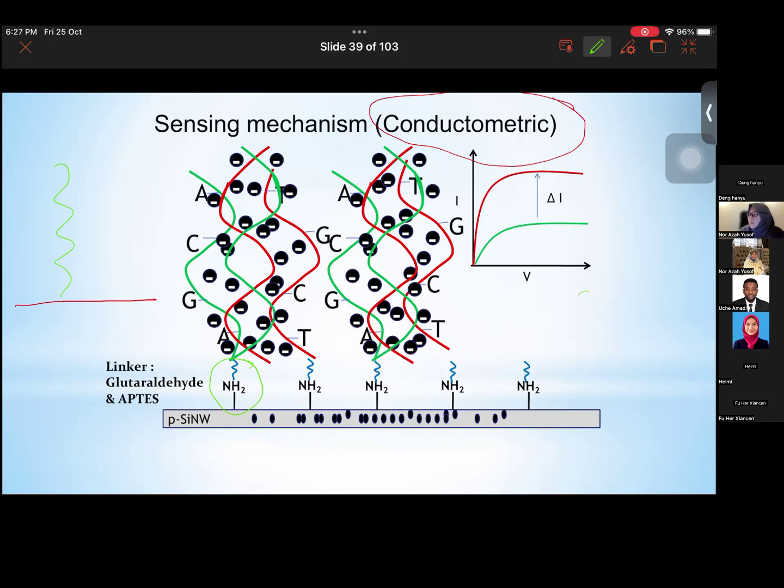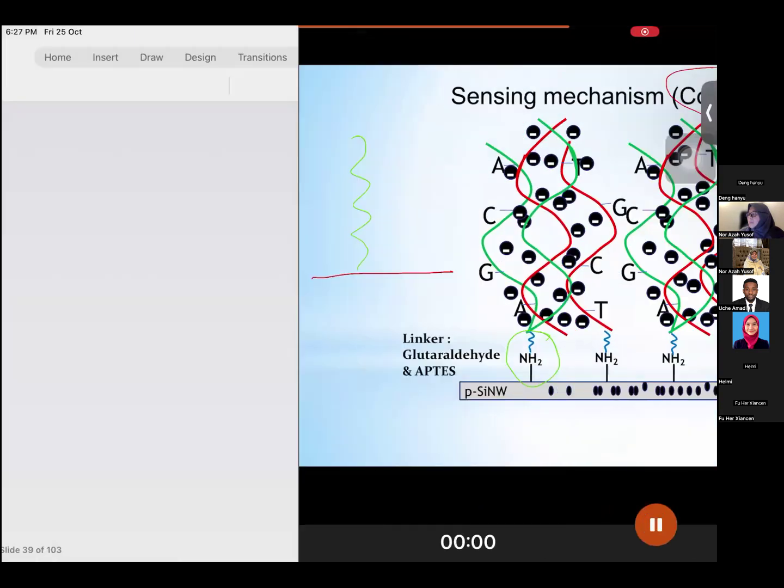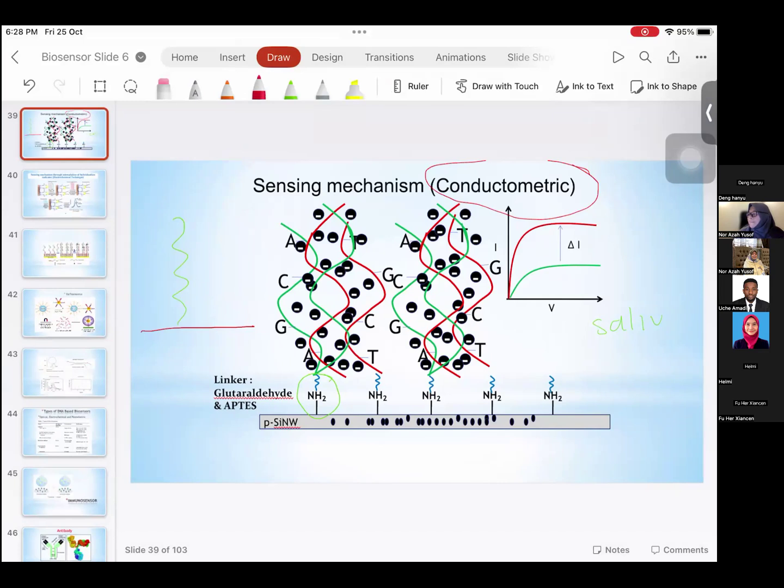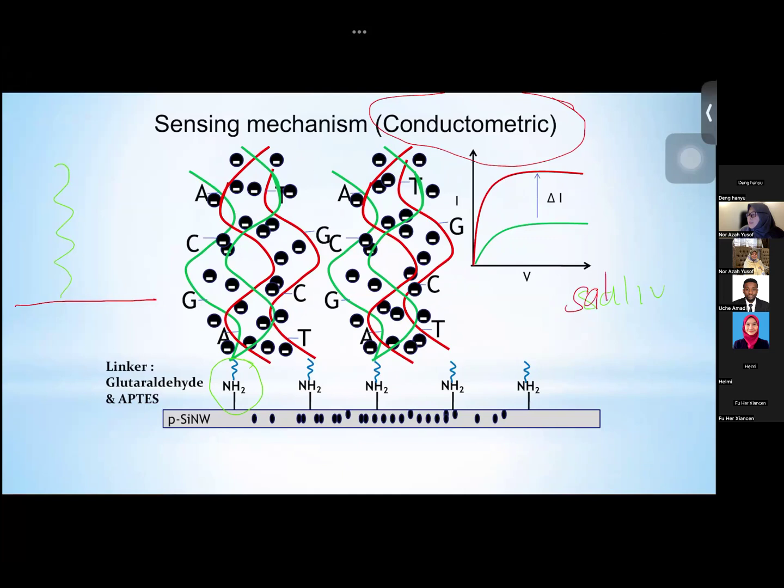So let's say you have saliva samples. Let me change the color. Okay, we want to use saliva and we are testing for the virus in the saliva. But we already have this DNA probe on the surface of the sensor. So the chemical process is extracting DNA from saliva, not the saliva itself, but the DNA from the virus that exists in the saliva. Let's have it in red color.